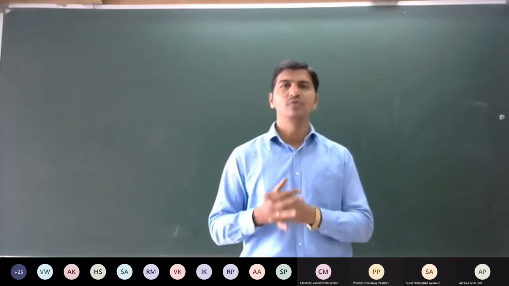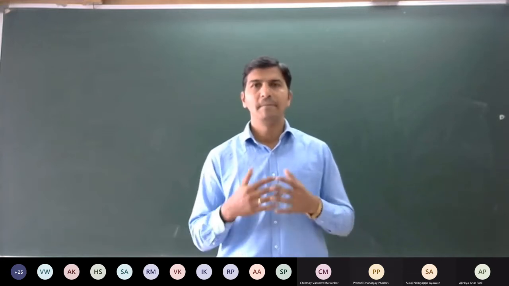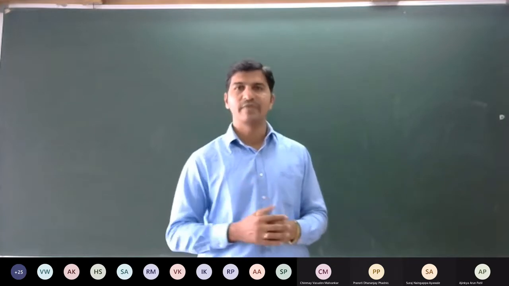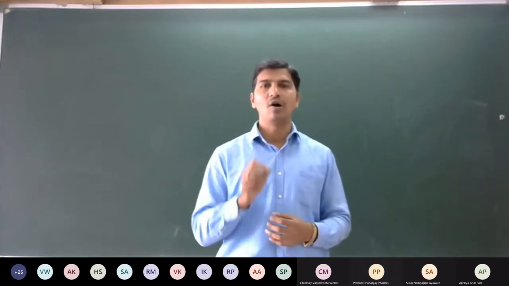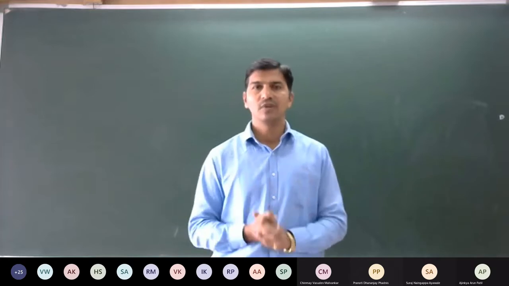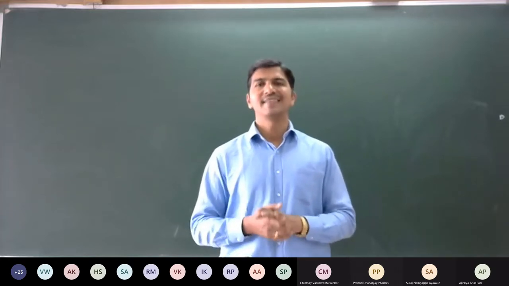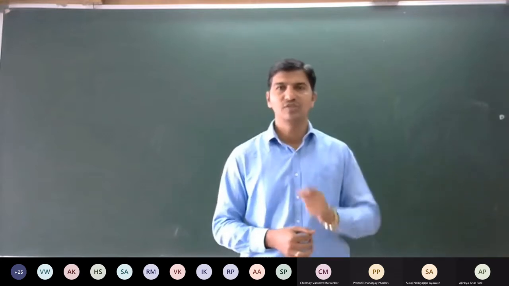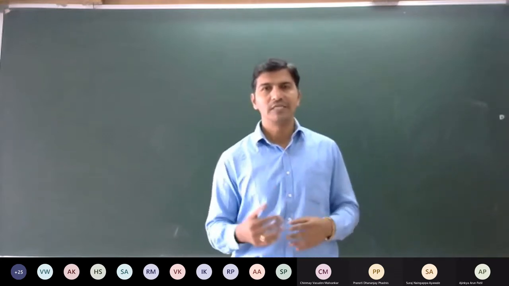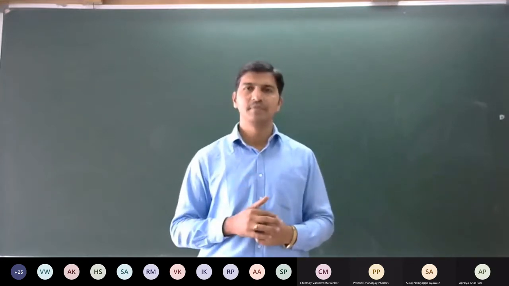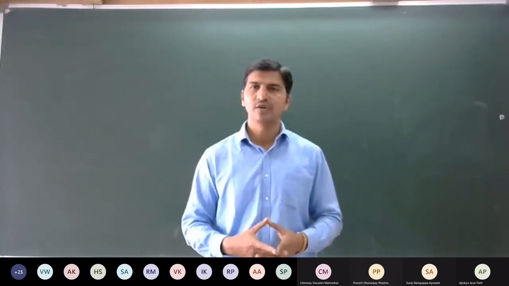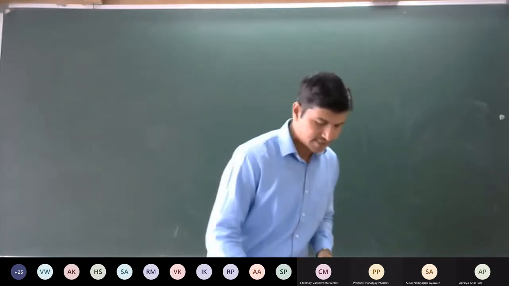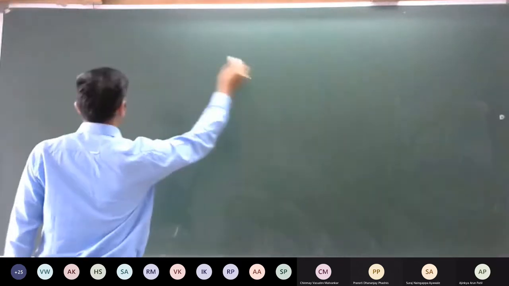In leveling, we have a few terms like benchmark, reduced level, datum surface, and line of collimation. So let us start by defining what exactly the benchmark, reduced level, line of collimation, and datum surface are. Once we complete these basic terms, we'll go forward with the types of level. Okay, yes, let us start with the topic.